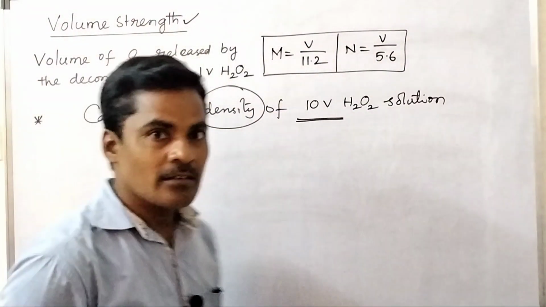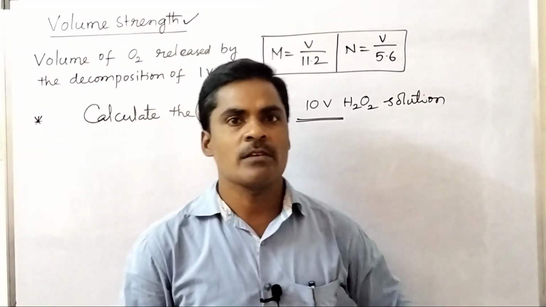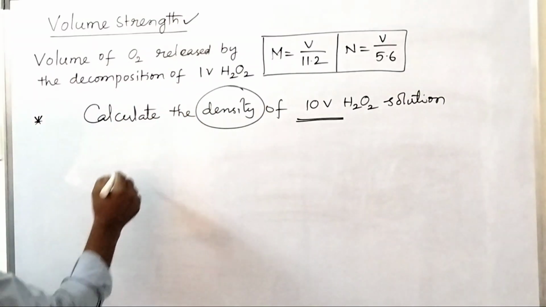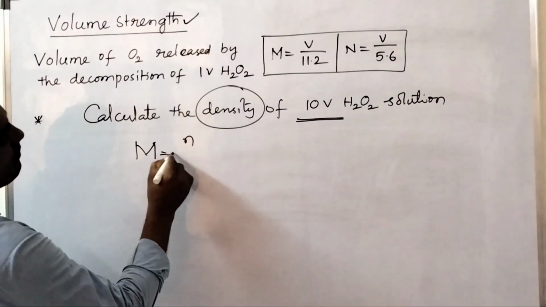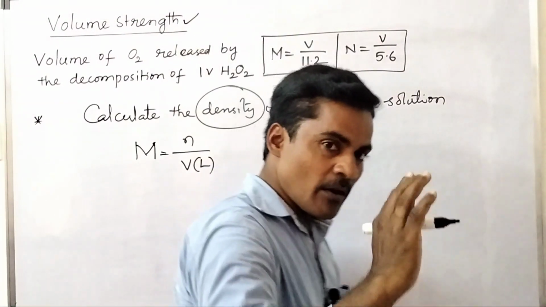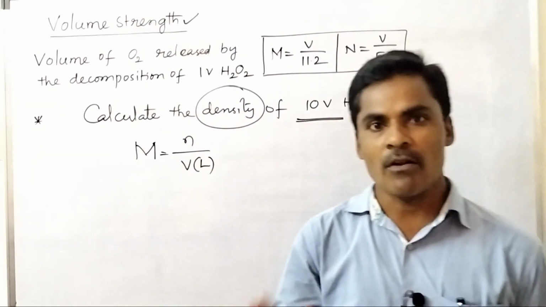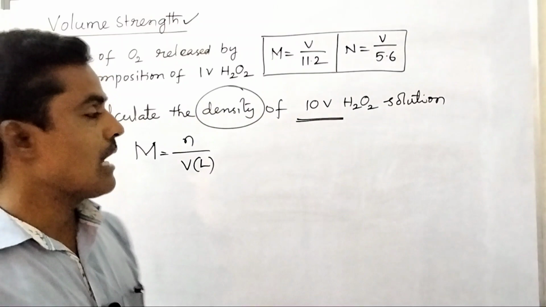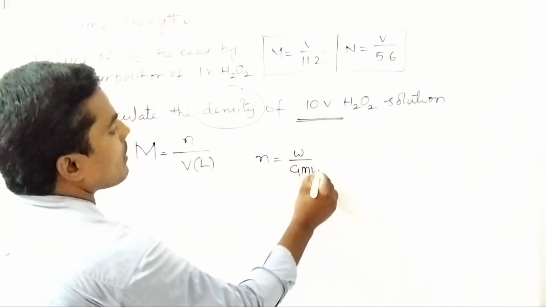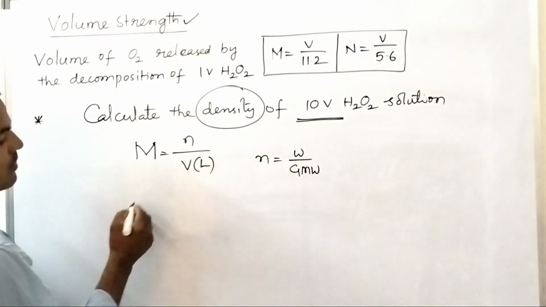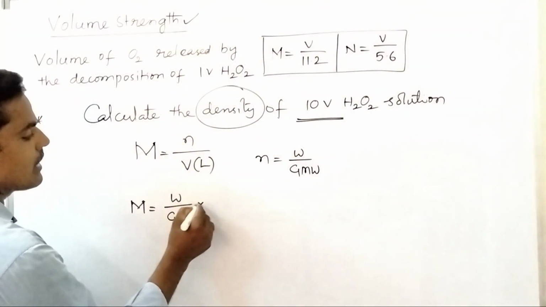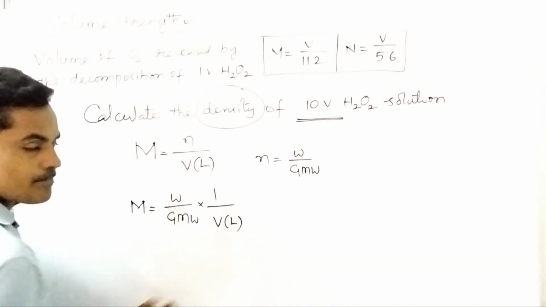You know what is molarity? Molarity can be defined as the number of moles of solute present in 1 liter of solution. Already we have learned. Molarity equals number of moles upon volume in liters. How to calculate the number of moles? Weight by gram molecular weight. So M equals weight upon gram molecular weight into 1 upon V in liter.